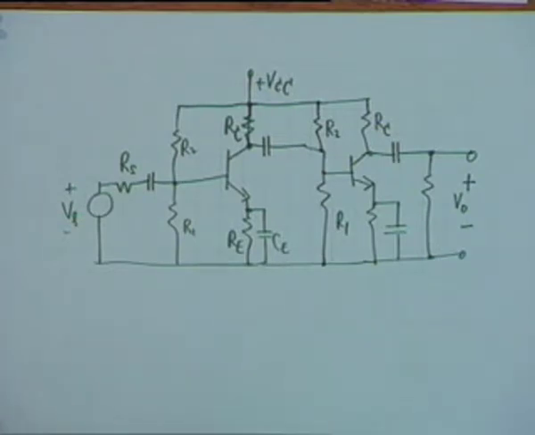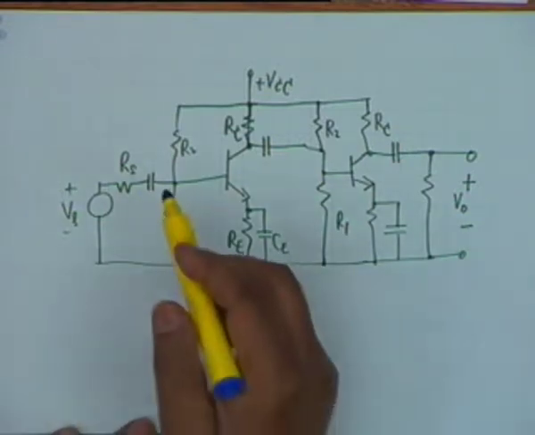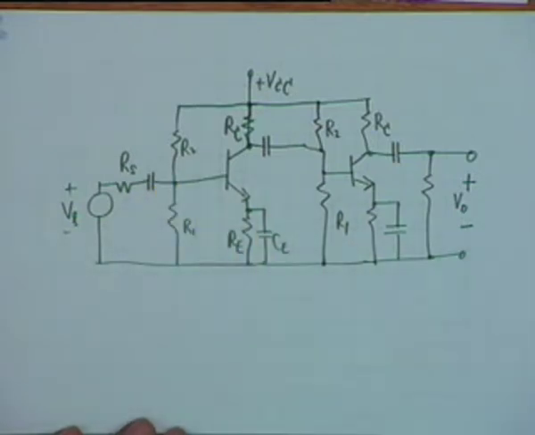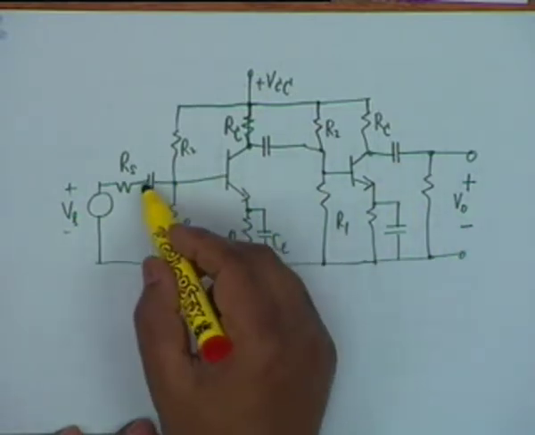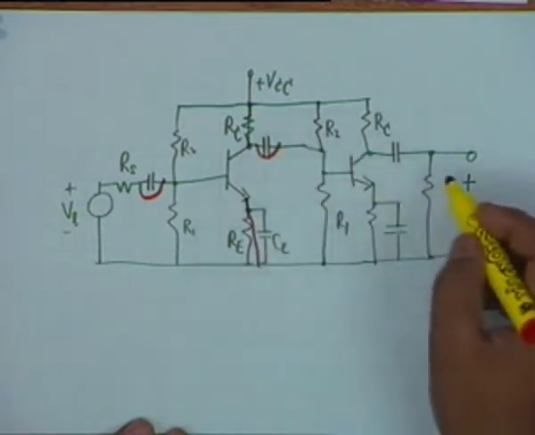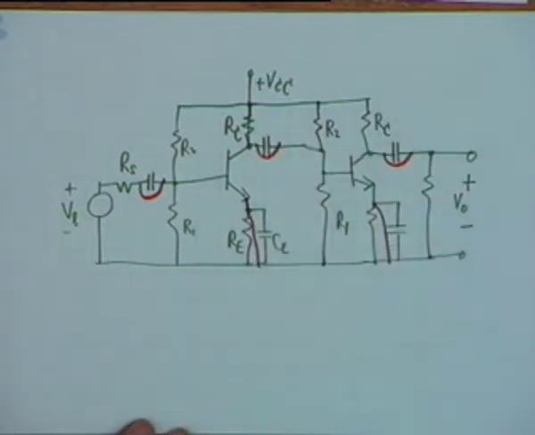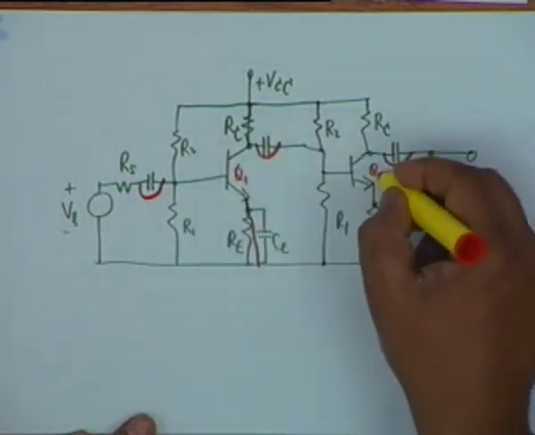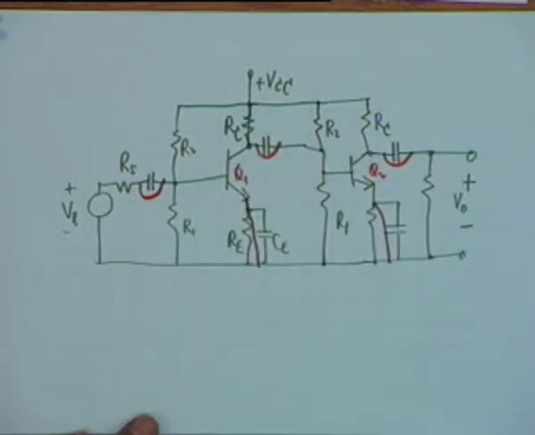Now, we have to calculate the gain of this stage. Whenever no specifications are made with regard to frequency, it is implied that it is the mid band gain, and at mid band by definition this capacitor is a short, this capacitor is a short, this capacitor is a short, and this is a short. Also the transistors Q1 and Q2, their internal capacitances C pi and C mu are open.